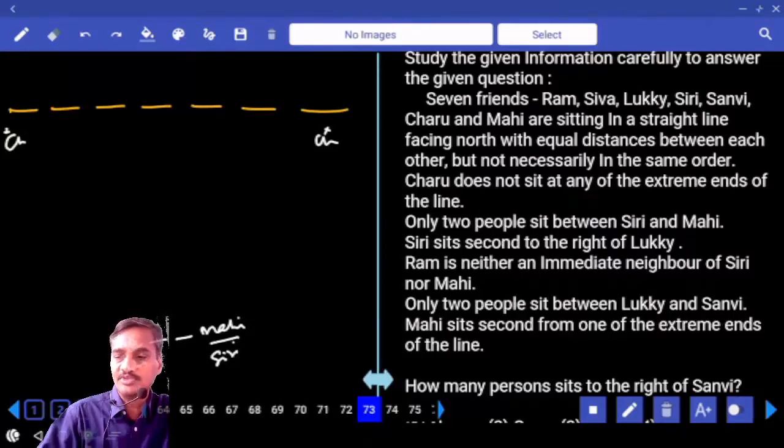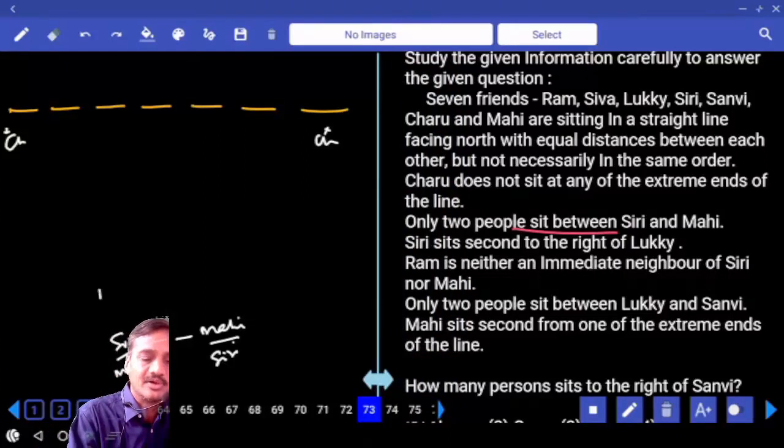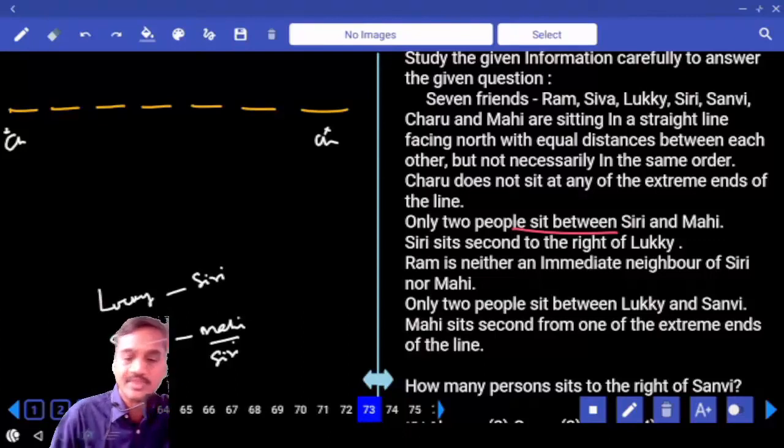And next one, only 2 people between Siri and Mahi. Siri sits second to the right of Lucky. Now Siri sits second to the right of whom? Siri sits second to the right of Lucky. And next one, Ram is neither an immediate neighbor of Siri nor Mahi. And only two people between Lucky and Sanvi.